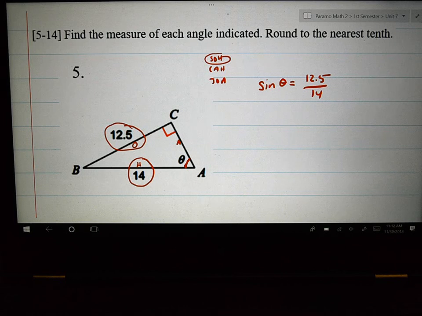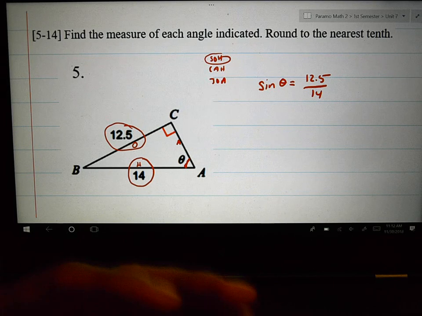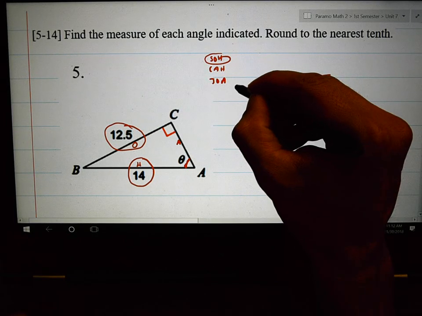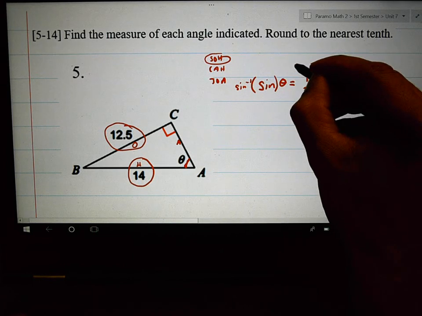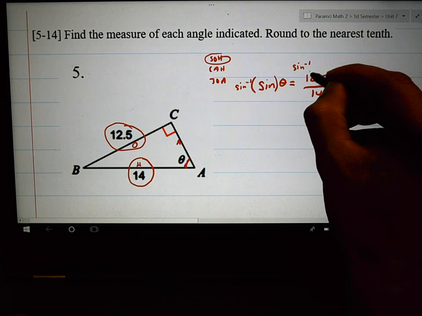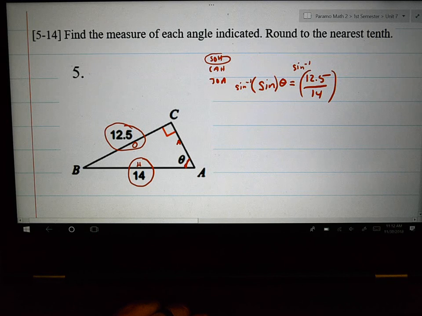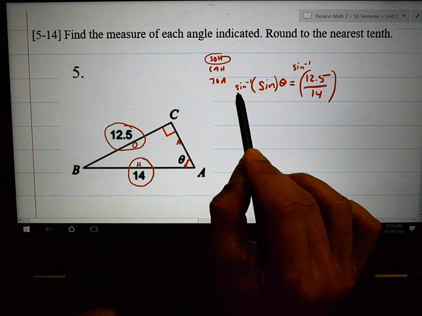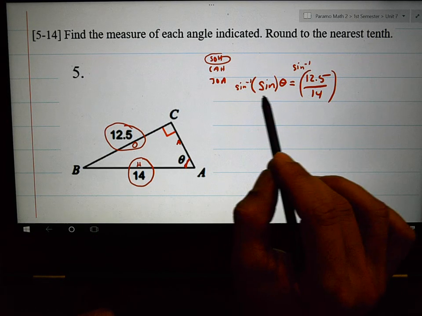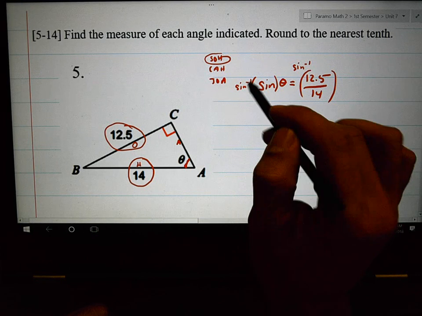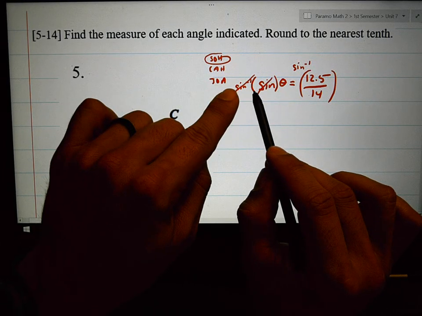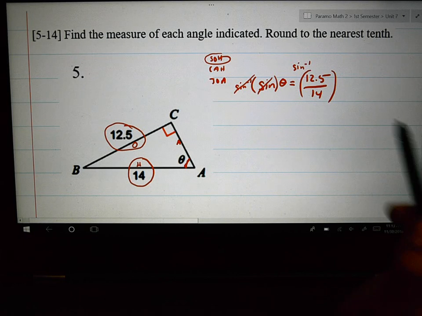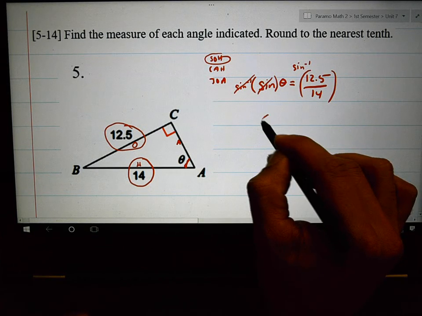To undo it, we have to use an inverse or an arc. We're going to take the inverse sine of this side and the inverse sine of this side. What you can think of this inverse sine is doing is unraveling. It is going to basically make these two things cancel out and turn into 1. And then we have theta by itself.